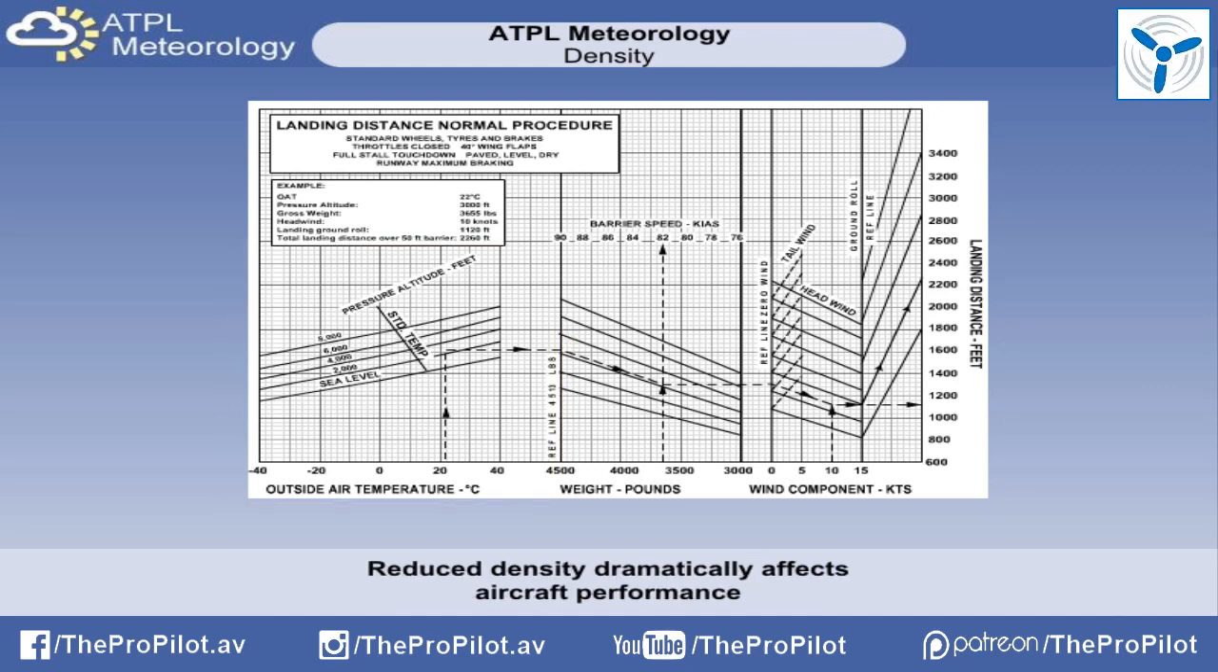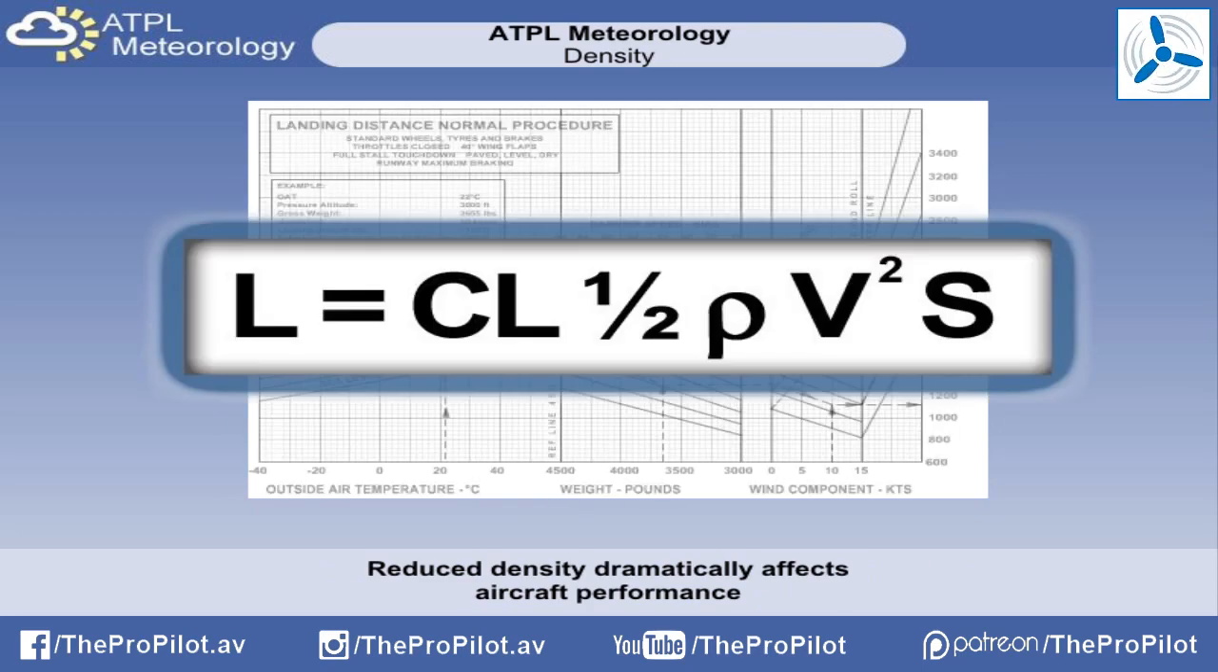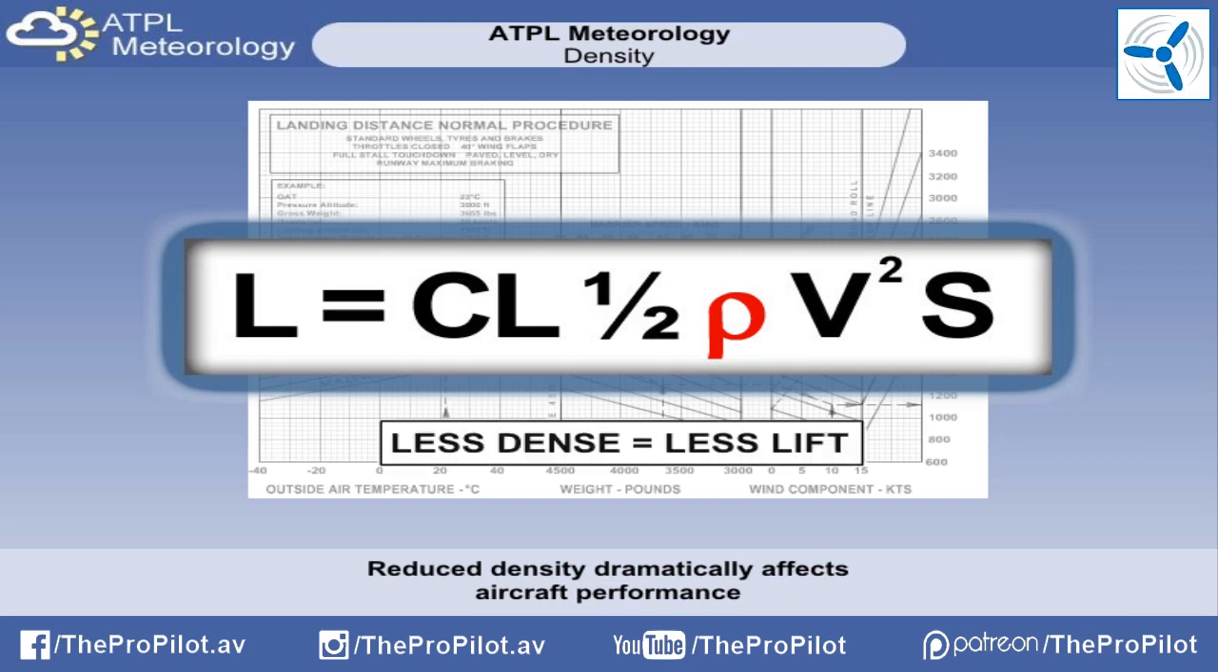One of the most fundamental effects of density is on the lift that an aircraft can generate. Looking at the lift formula, we can identify density by the Greek symbol rho. With all other variables remaining the same in the formula, you can plainly see that a reduced density would decrease lift. So, for a given speed, the lift generated would be less.